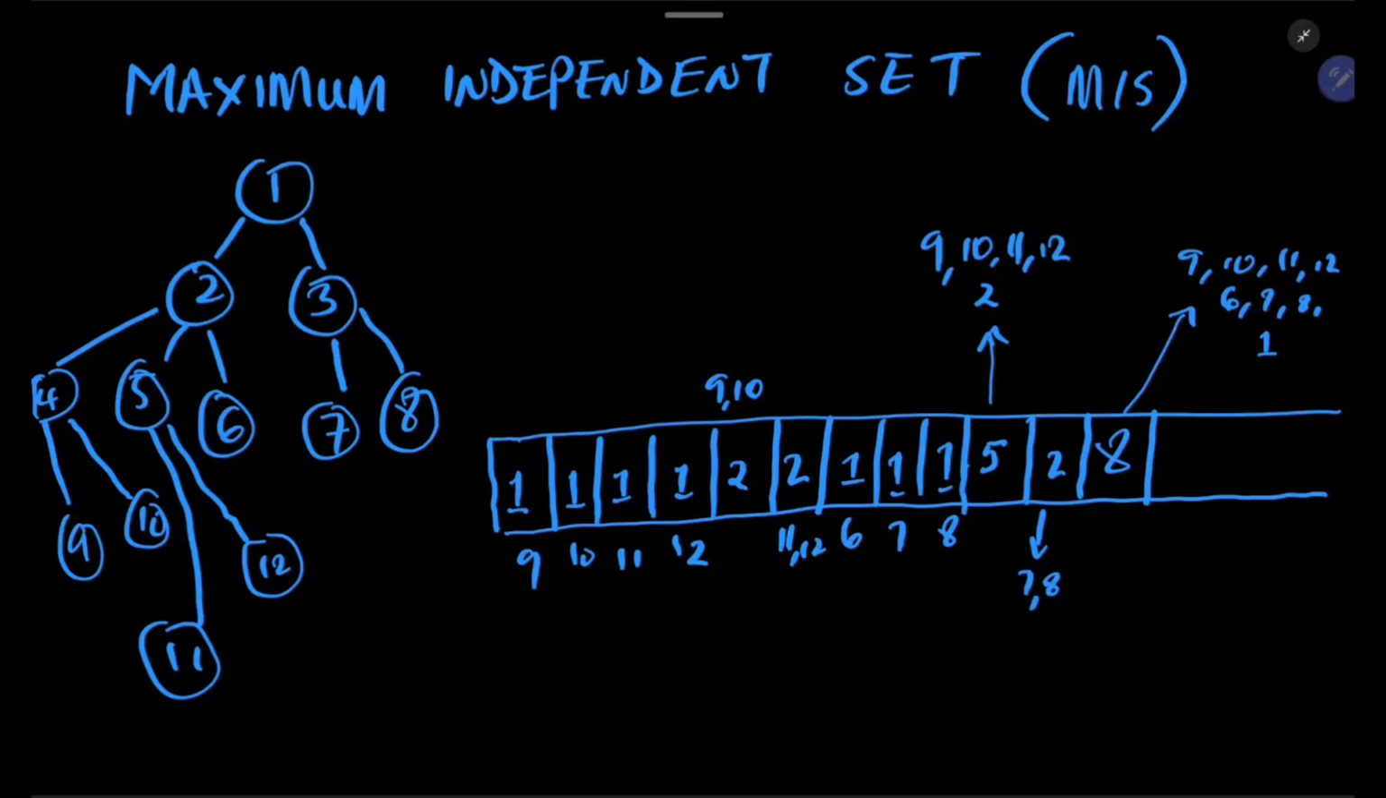Let's look at it critically. Of all the combinations of nodes that do not share edges that we found on this tree, we found this set of nodes of size 8, and it's the maximum number of vertices in this tree that do not share any edge. So this is a maximum independent set, and its size is 8.